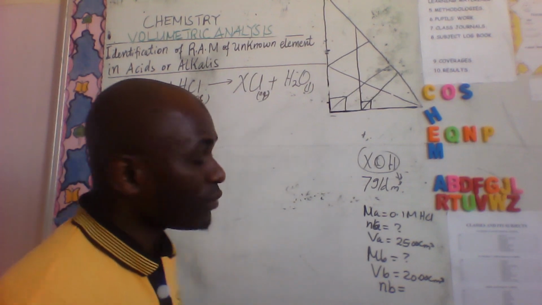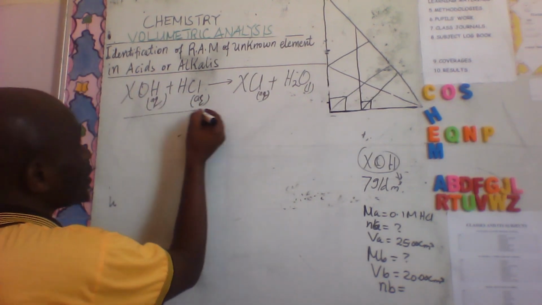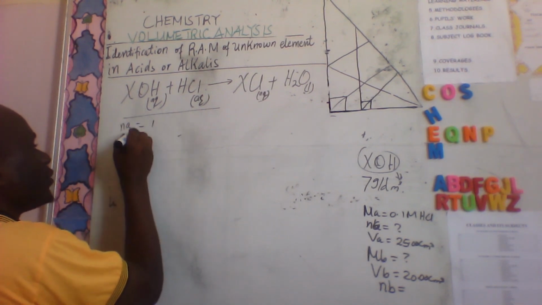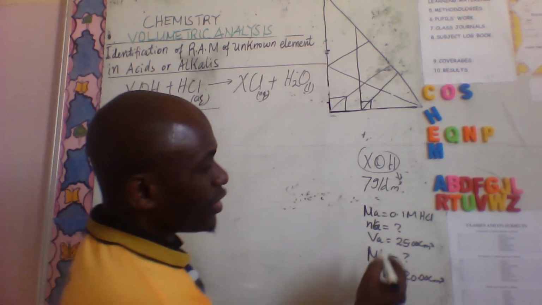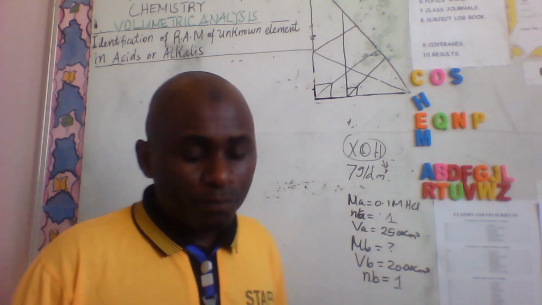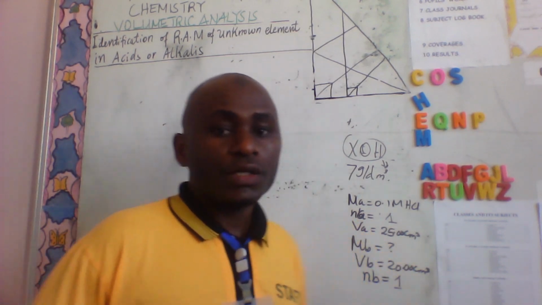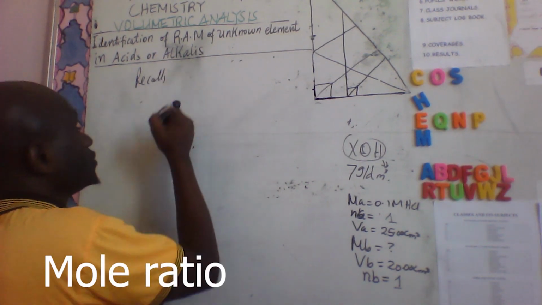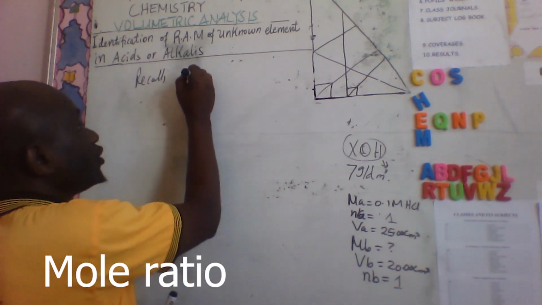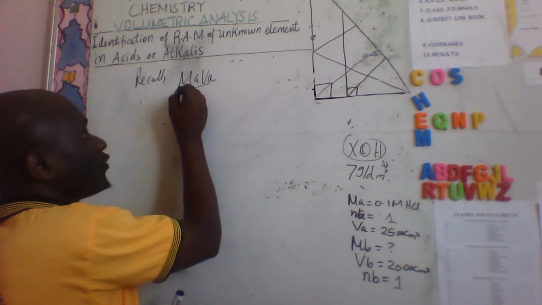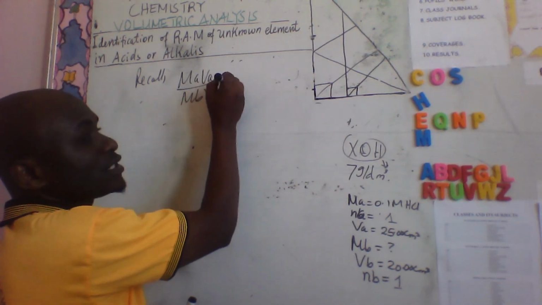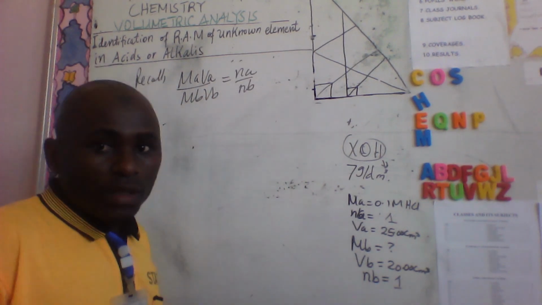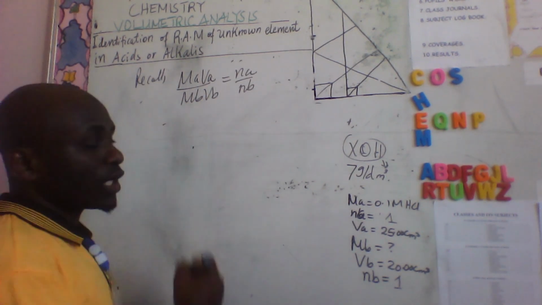So by considering the reactant side, the number of acid is equal to 1, and the number of base is equal to 1. We are supposed to recall the mole ratio formula: molarity of acid times volume of acid over molarity of base times volume of base is equal to number of acid over number of base. Here we need to find the molarity of the base.